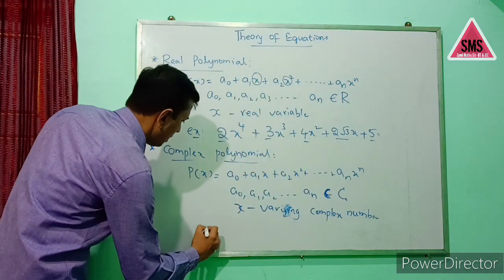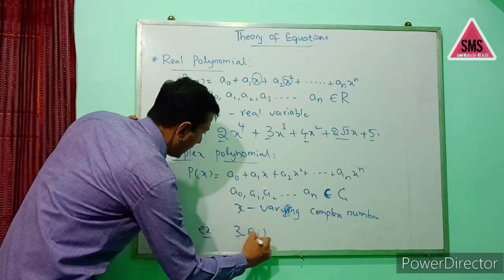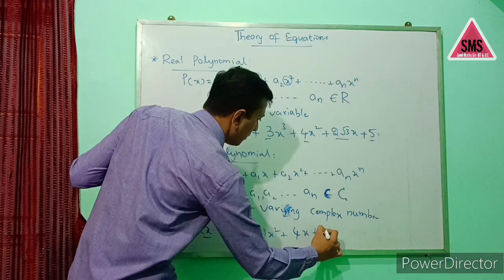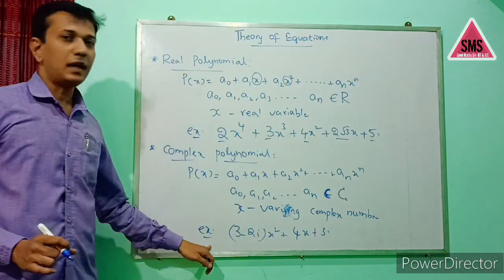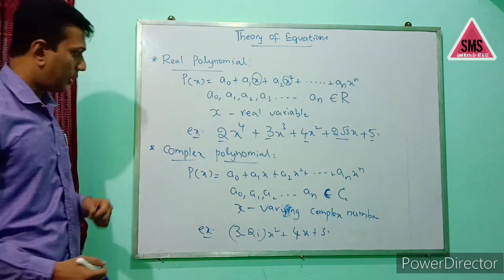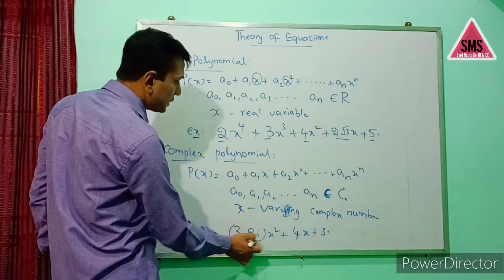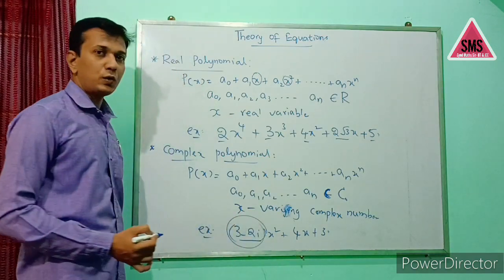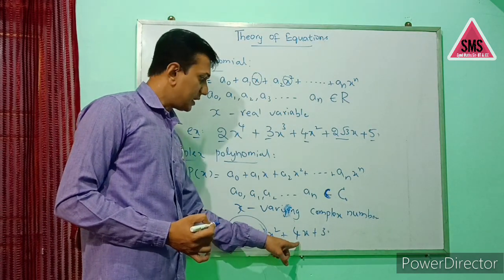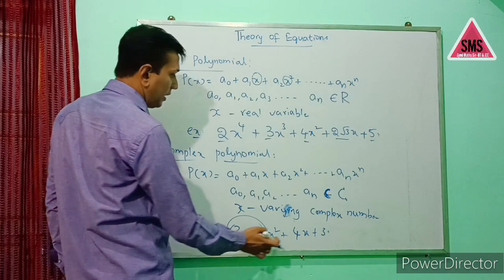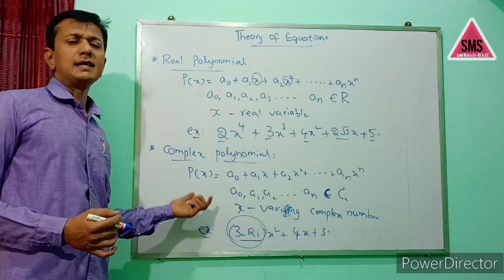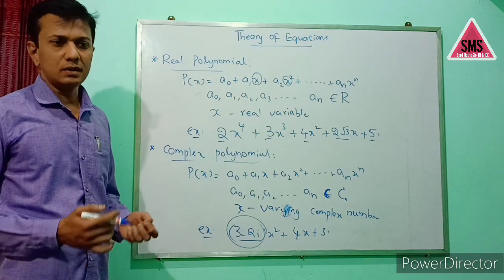Example: 3 minus 2i times x square plus 4x plus 3. It is a polynomial which is called a complex polynomial. Why are we calling it a complex polynomial? Because of the coefficients you can see. What is the coefficient here? 3 minus 2i, an imaginary number, then 4, again a polynomial coefficient, and 3. Because it has polynomial coefficients as complex numbers, we call it a complex polynomial.